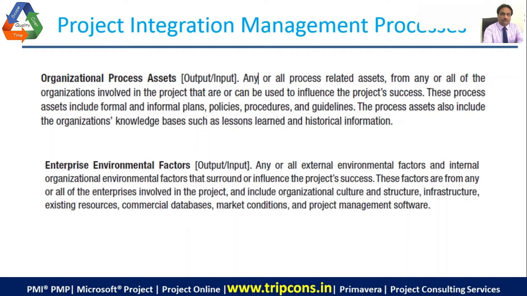Why is it an asset? Because it helps them create the value. That is the stuff for which people would be willing to pay money to drink it. So that is an organization process asset. Similarly, every organization has a process which is called an asset, which creates the products and gets something done within the organization. So these are plans, policies, procedures, guidelines. Process assets also include organization knowledge bases such as lessons learned and historical information.